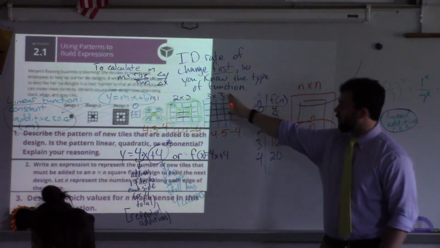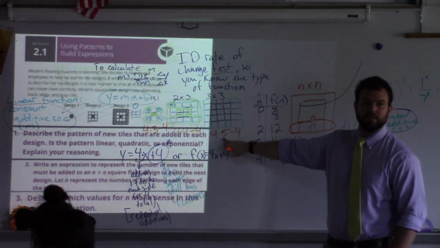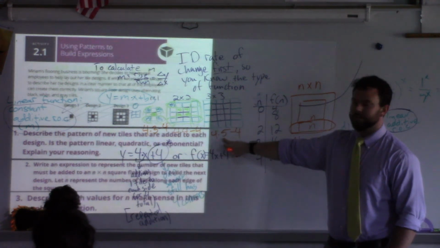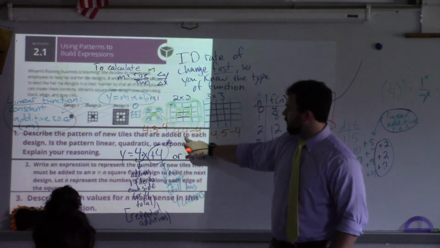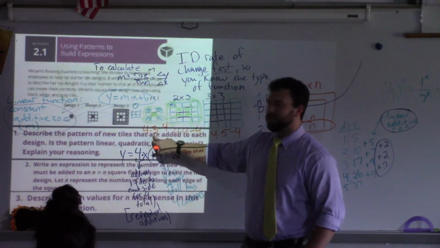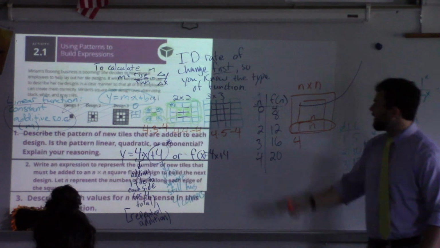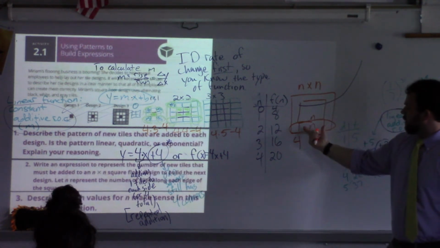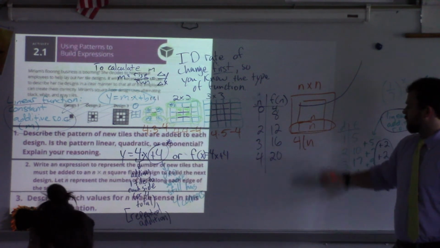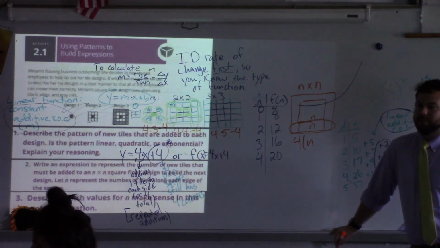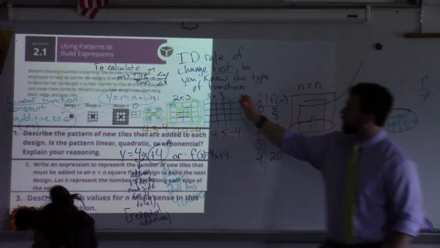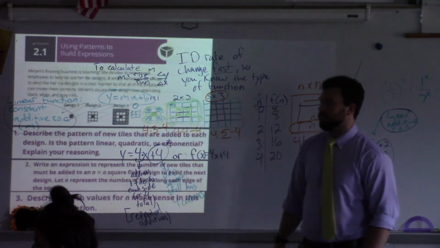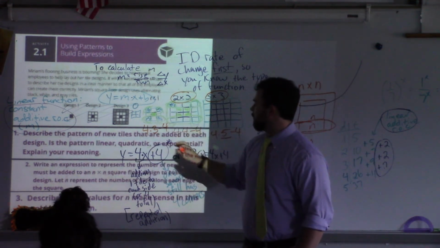I want you to look here. For a 3 by 3, how much was on each side? 5. When it was a 2 by 2, it was 4. When it was a 1 by 1, it was 3. So when it's an n by n, there's an n. There's something more to it though. Minus 1? No. It was 3 by 3, so it was 5. 2 by 2, so it was 4.